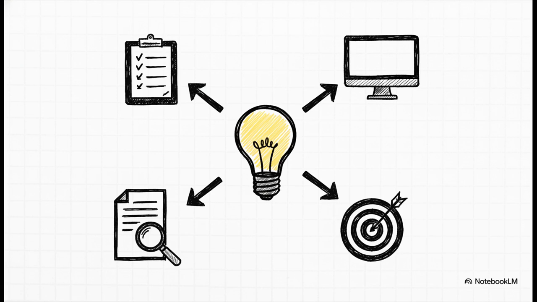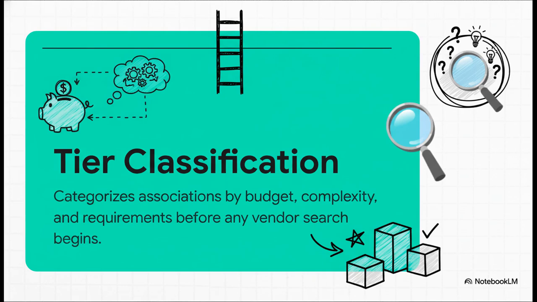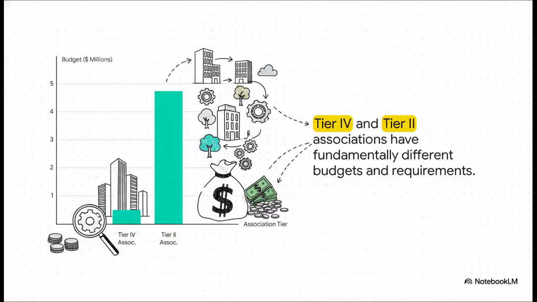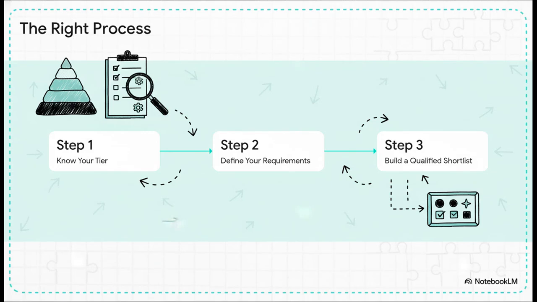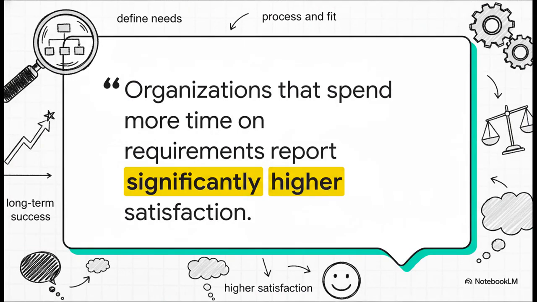It's a game changer. A great way to start is by figuring out your association's tier. It's based on your budget and complexity. I mean, a Tier 4 group has completely different needs and budgets than a Tier 2 organization, right? So the right process is simple. Know your tier and your needs before you even look at a demo. And the data backs this up. Taking time to define your needs first is the key to success.